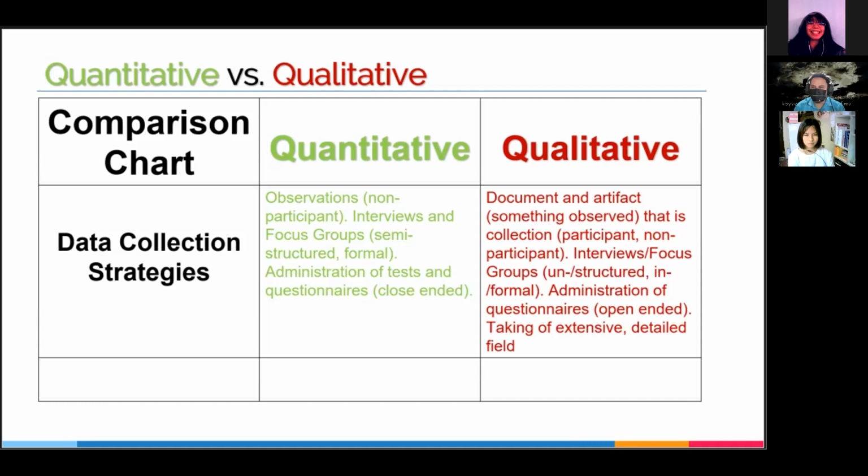Pagdating sa mga data, meron tayong tinatawag na primary data source or primary data at saka secondary data. Okay? When we say primary data, these are first hand, original, hindi pa natatampered, hindi pa na-edit. When it comes to secondary data or secondary sources, these are edited na, second hand na rather, ng mga data.